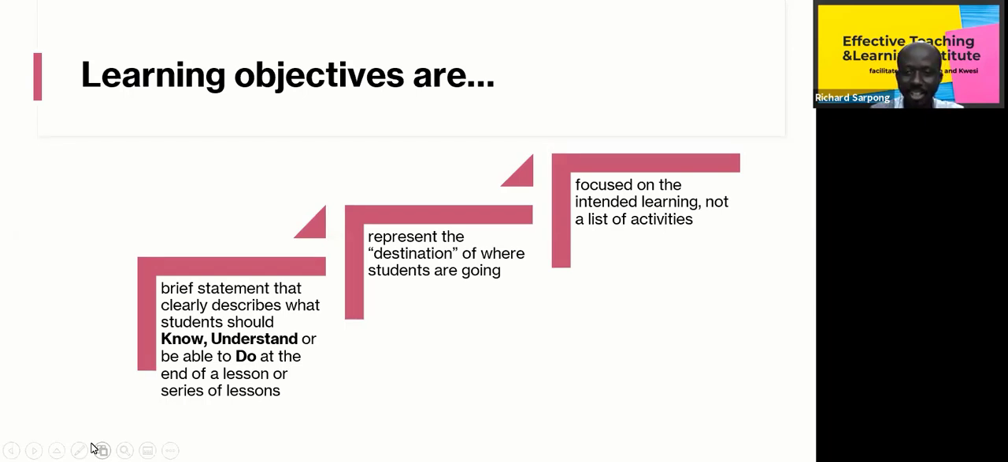And it clearly outlines the intended learning that they are supposed to be doing. So it's not a list of activities. It's very important we emphasize that. The learning objective is not the activities. The learning objectives are the things students need to know, understand, and be able to do, what they have to be learning in a lesson.